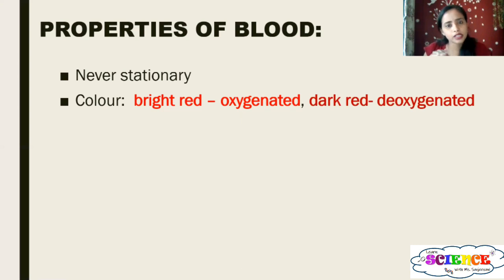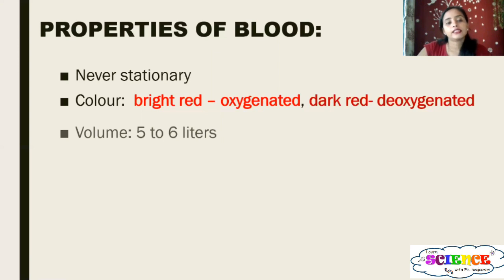Actually, arteries are also blue in color, but they are deeply situated, so we cannot see them. We use red color for arteries and blue color for veins just for representation purposes. There is nothing related to the actual color.